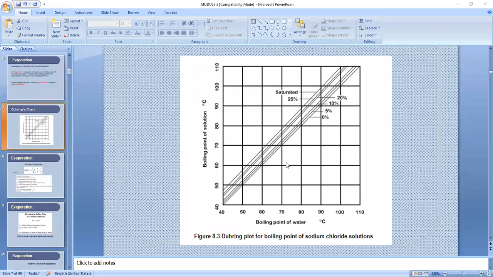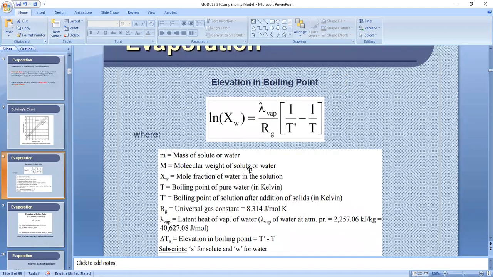This is just for illustration purposes. I have here the formula for determining the elevation in the boiling point, if, of course, the information is all available, based on this particular formula. Let me just decrease this one.